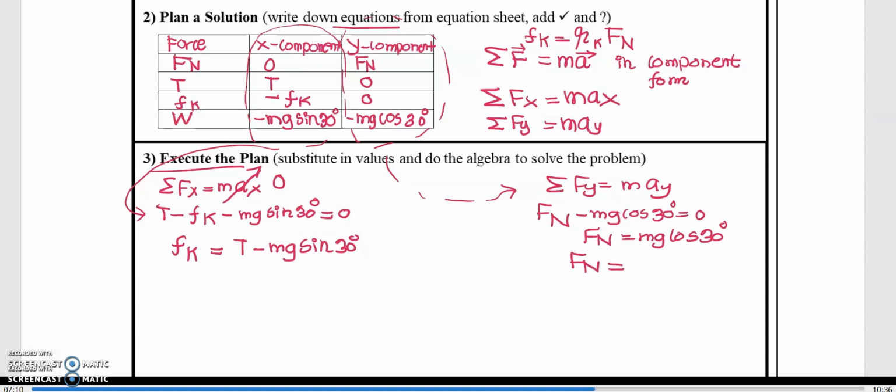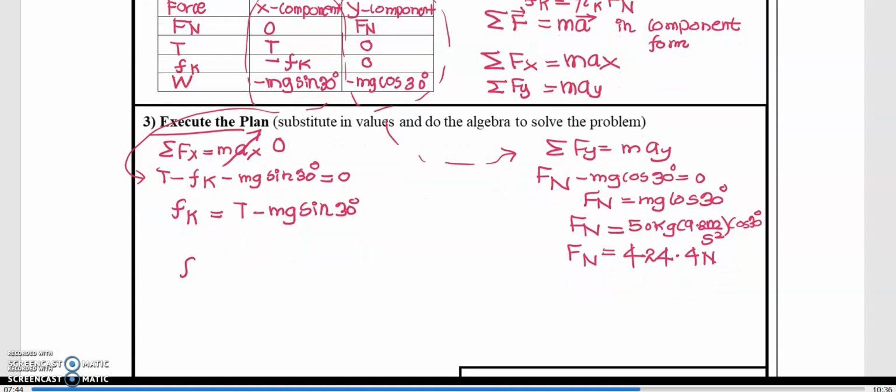And I'm going to solve for the normal force here. Mass is 50 kilograms and then g is 9.8 meters per second squared times cosine of 30 degrees. If you solve for the normal force, you will end up getting 424.4 newtons. And I'm going to now go back to the next step.